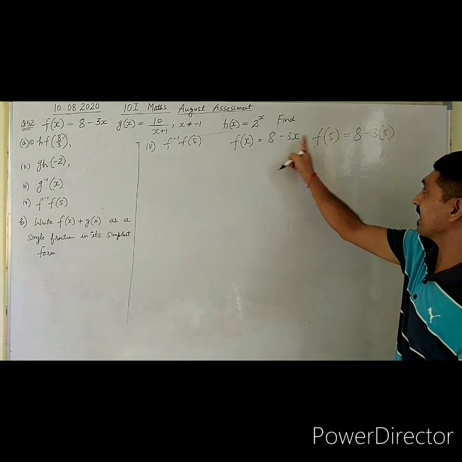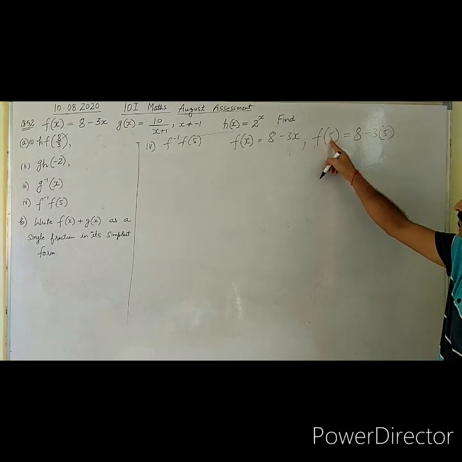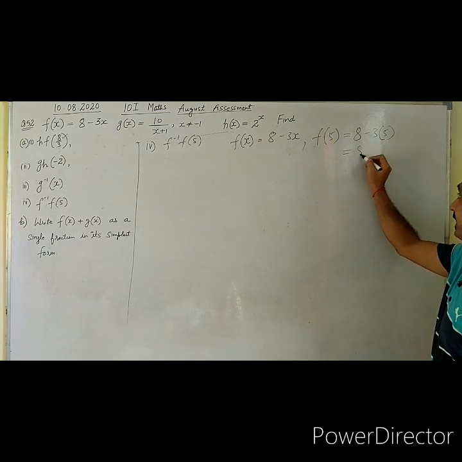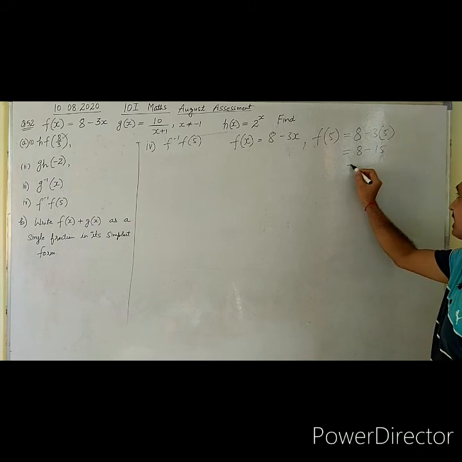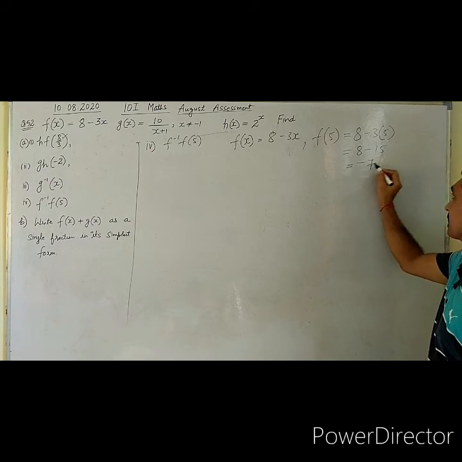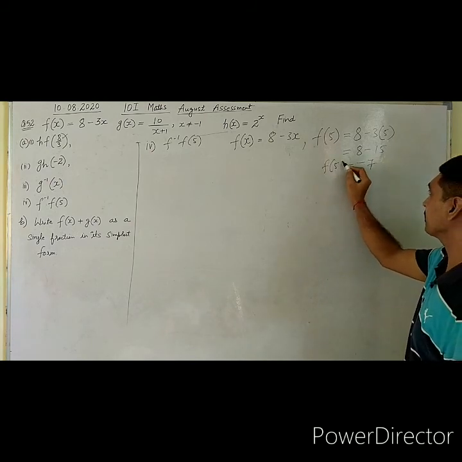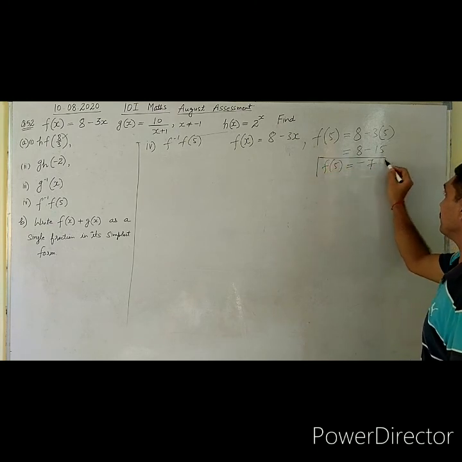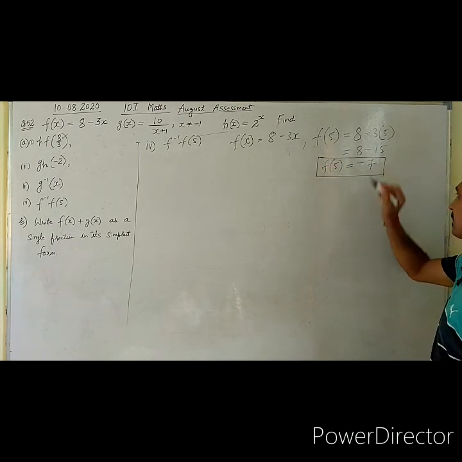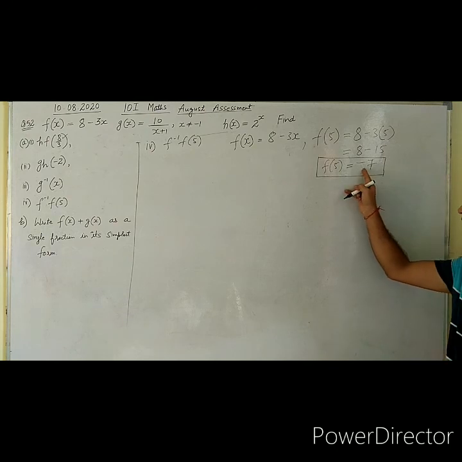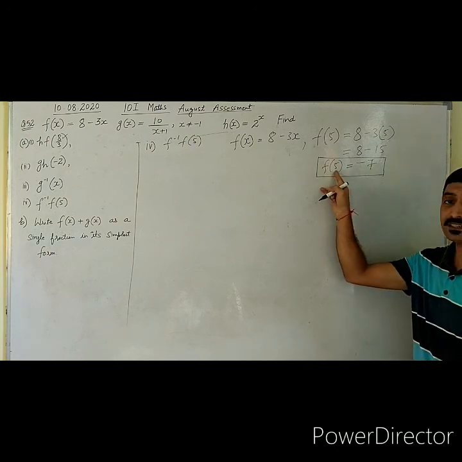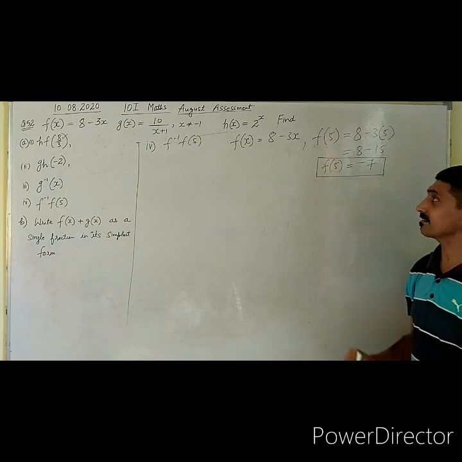Substitute the value of x with 5. So we get 8 minus 15, that is 7, minus 7. So f of 5, that is the value of function f at 5, is minus 7. What is the value of this function? f at 5 is minus 7.